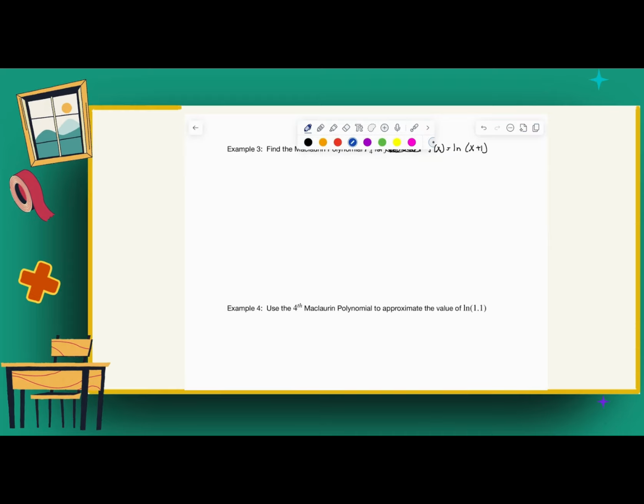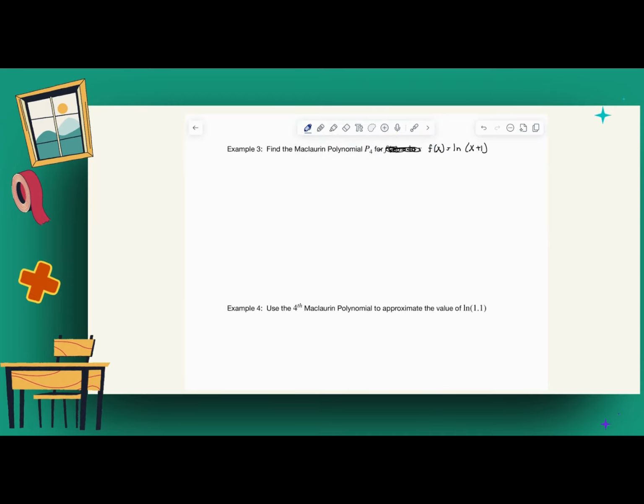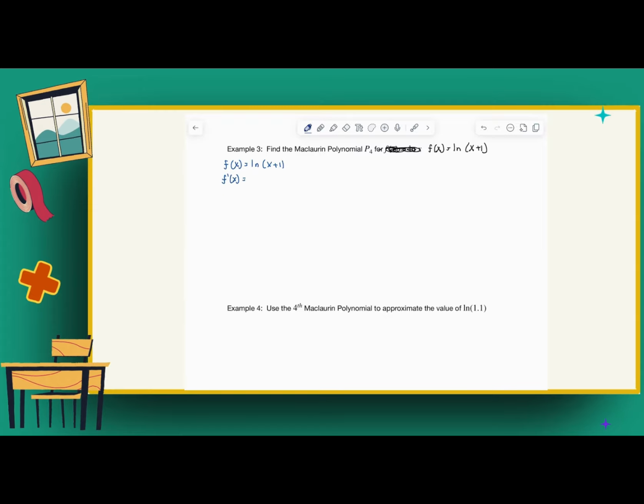For this example, we're going to find the Maclaurin polynomial P4 for the function f of x equals the natural log of x plus 1. Step 1 is to find the first 4 derivatives of f of x, which is the natural log of x plus 1. Our first derivative is equal to 1 over x plus 1.